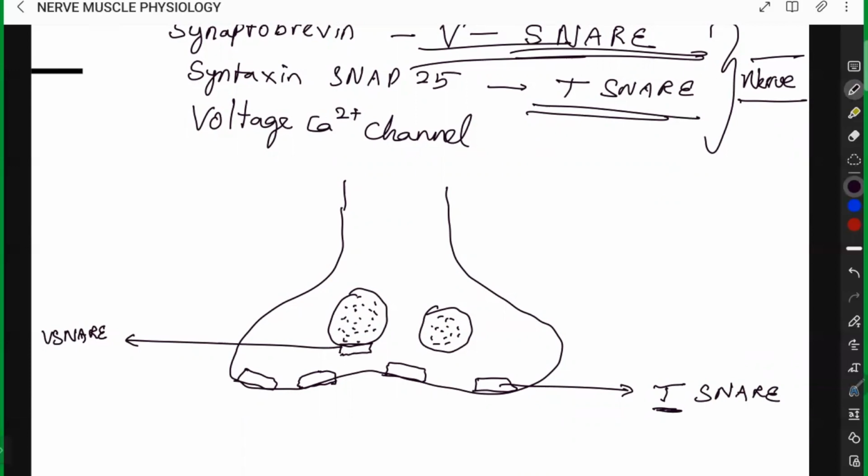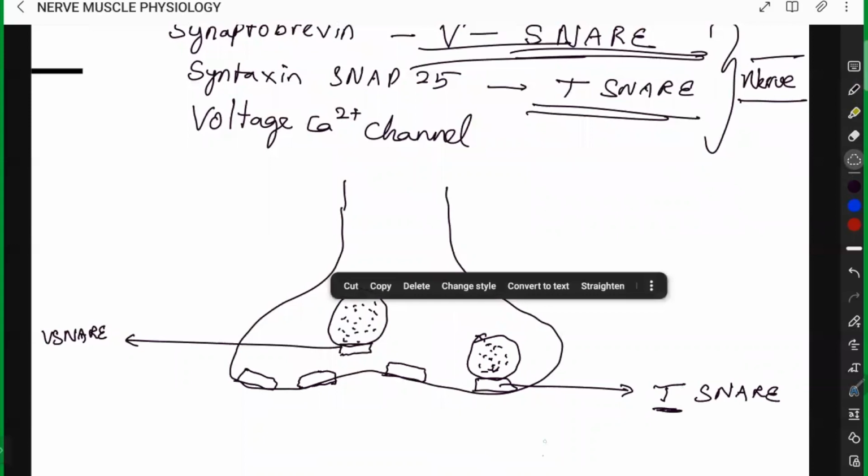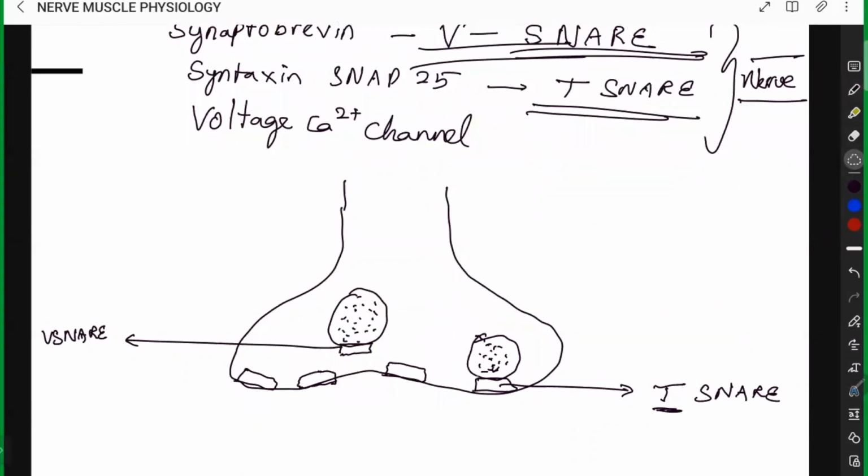Remember, this V snare and T snare have to come together like this, and get attached like this. In order to attach, the synaptobrevin and syntaxin combine together. Once they combine together, what happens? Exocytosis occurs. Only when these two are combined, there is going to be exocytosis.